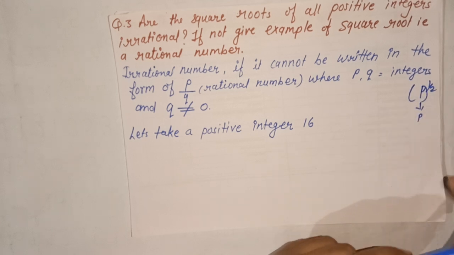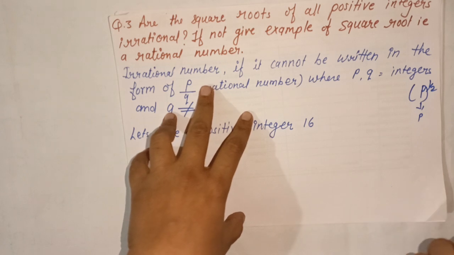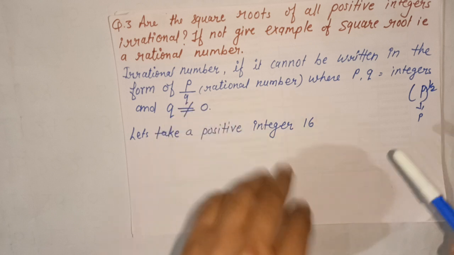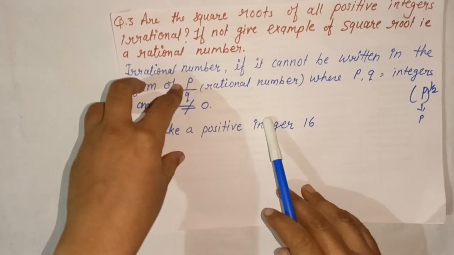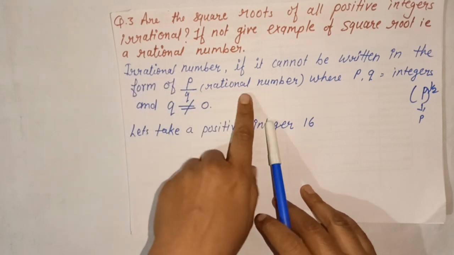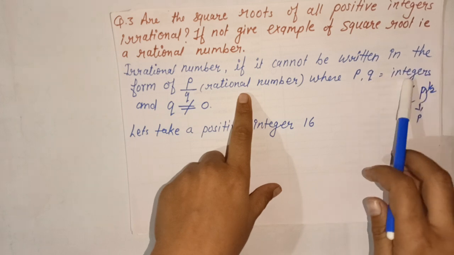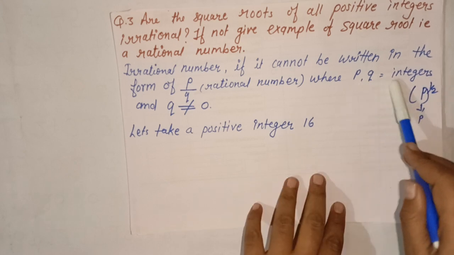Or else I have a separate definition for an irrational number, that is, any number is called irrational if it cannot be written in the form of p by q. We cannot write a number in the form of p by q if it is an irrational number, because p by q is a form of representing a fraction or a rational number, with the condition that p and q both should be integers, whether positive or negative, but the number should be an integer.